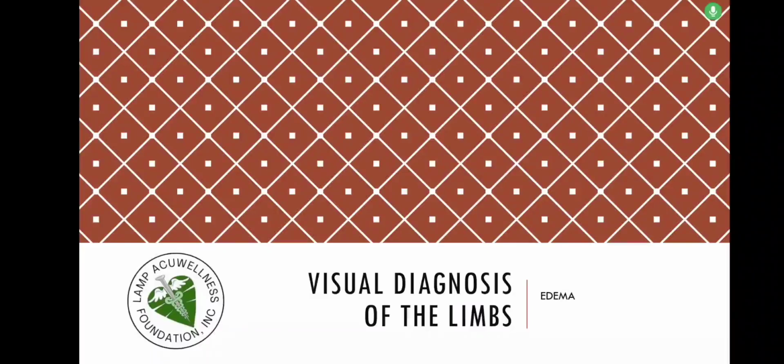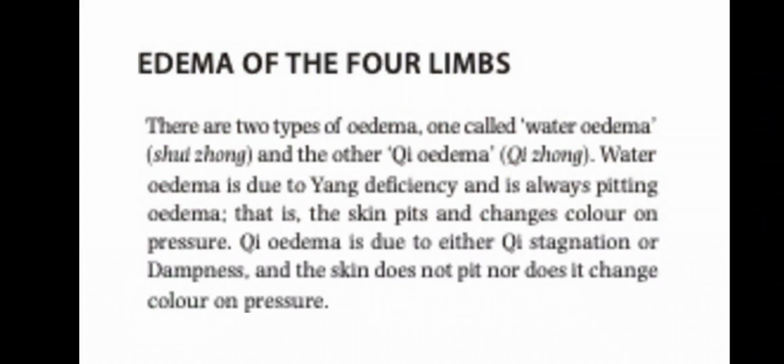Let us now go to visual diagnosis of the limbs. The topic is edema. There are two types of edema, one called water edema and the other qi edema. Water edema is due to yang deficiency and is always pitting edema. That is, the skin pits and changes color on pressure.